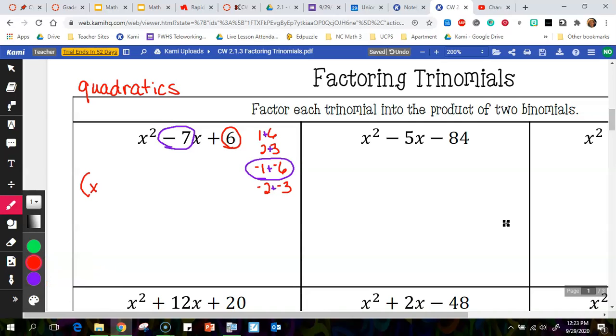So I'm going to have an x here and an x here, and then I'm going to have this -1 and the -6 in parentheses. So that's the answer. We just factored that trinomial.